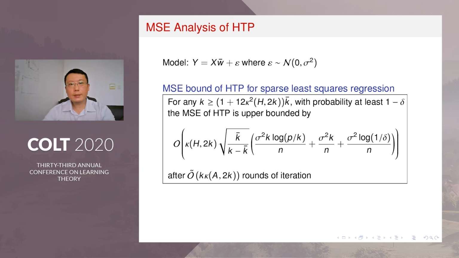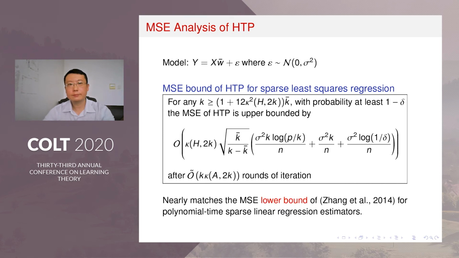Now equipped with expansion ratio bound of MHT, we are able to analyze the mean squared error performance of HTP method for sparse least squares regression. Actually, up to sparsity level relaxation, the bound nearly matches the MSE lower bound of Zhang et al. for polynomial time sparse linear regression estimators.